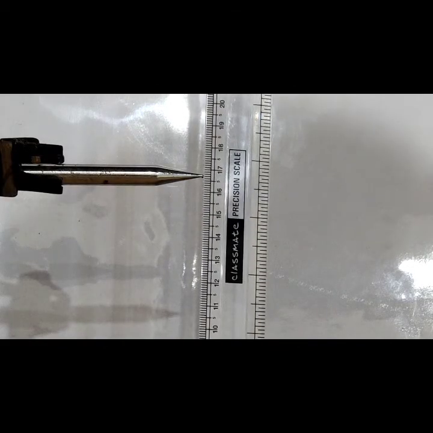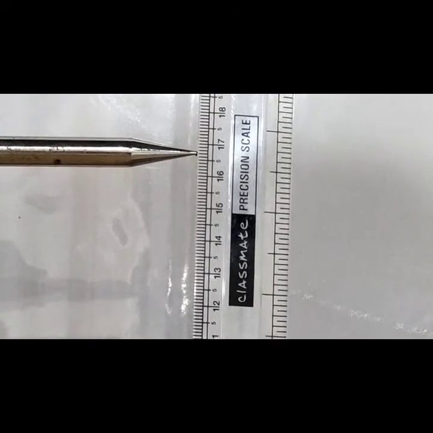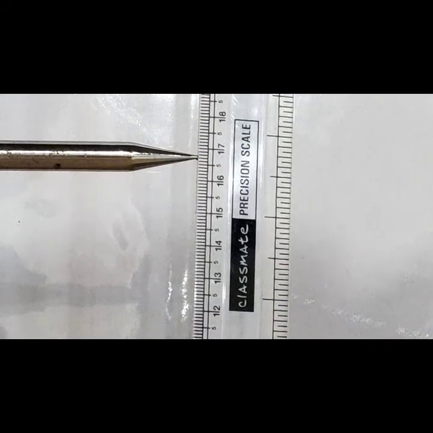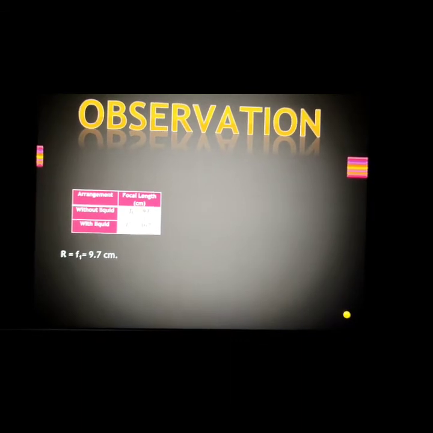Okay, you can record the readings. This is capital F. Post your readings in the chat box. Check your observation.